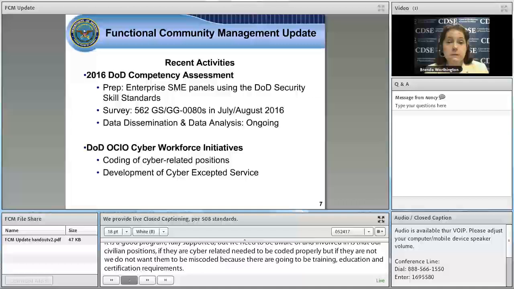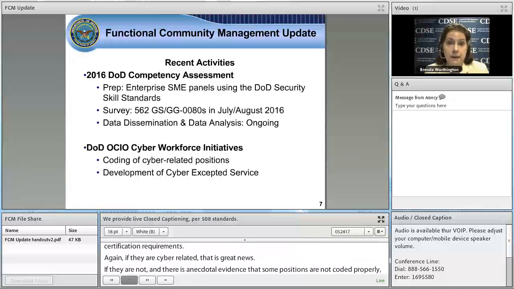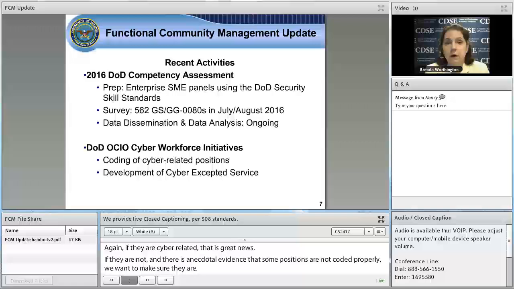But if they're not, and there's anecdotal evidence that some positions are not coded properly, we just want to make sure that they are. So I provide this information to you for your situational awareness so that you can be on the lookout for this program, or maybe ask your component functional community manager about it.